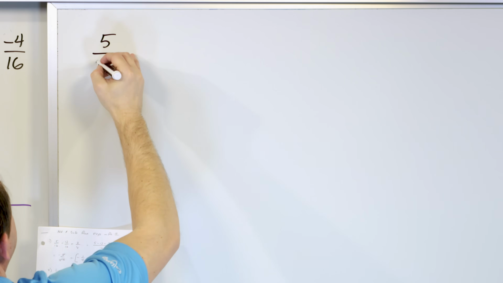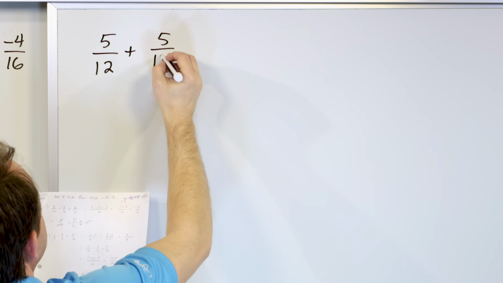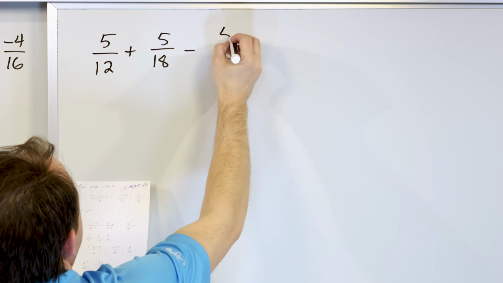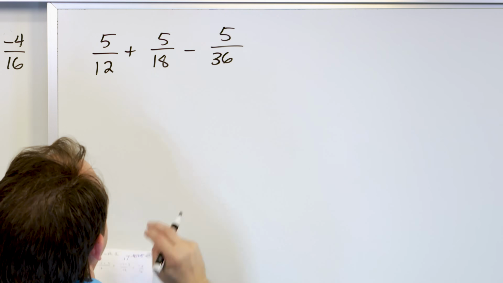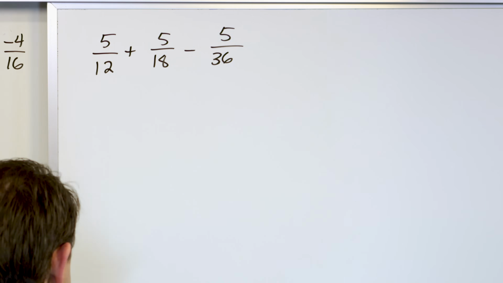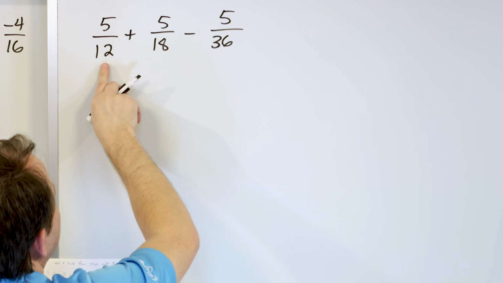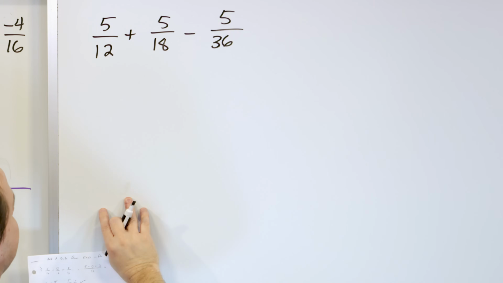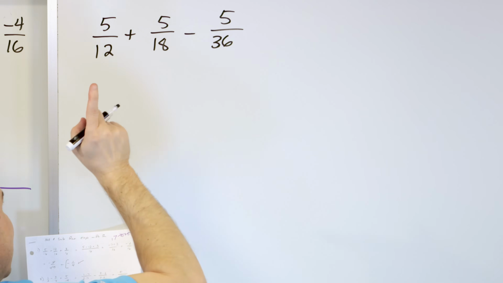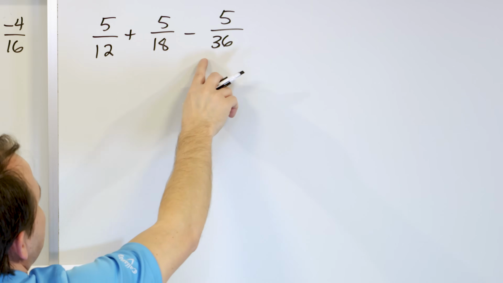Let's do 5/12 plus 5/18 minus 5/36. And I cannot add them because I need them to be all the same. But what I notice is that 12 times 3 is 36. I already have that here. And if I think about it enough, 18 times 2 is also 36. So it's very easy to get a common denominator of 36.